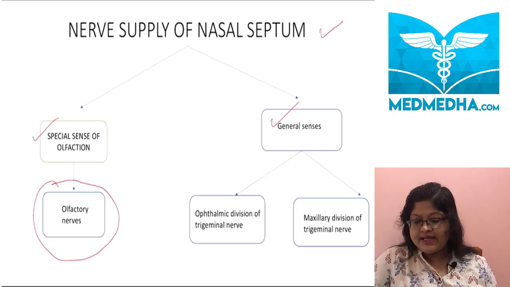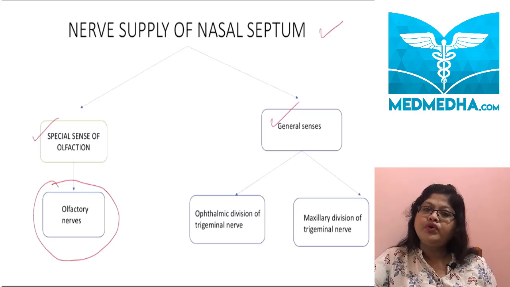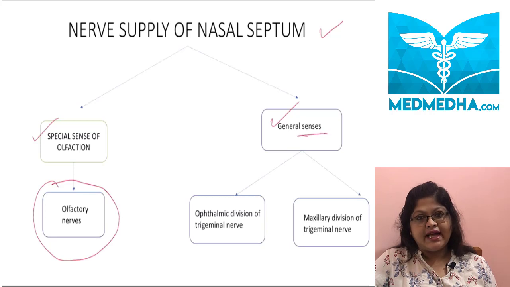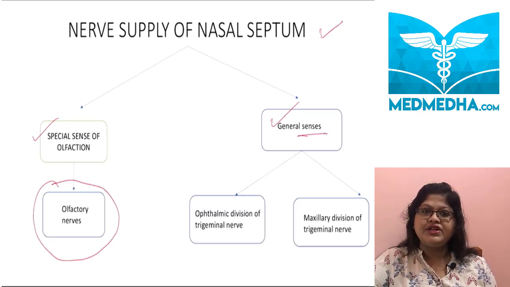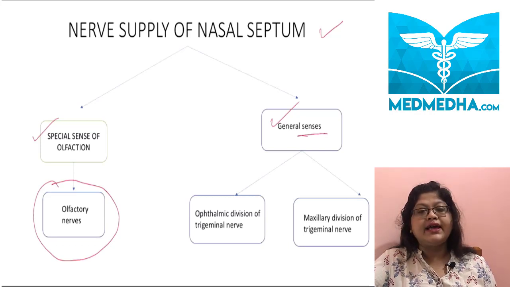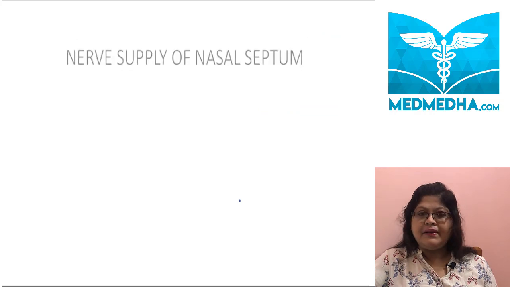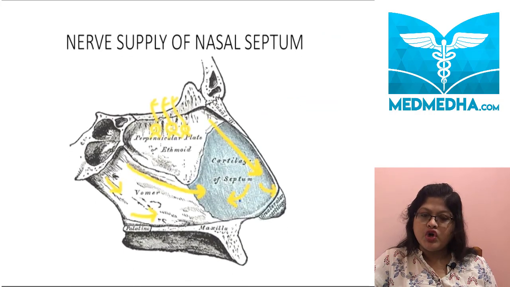Next, for the general senses, we have mainly the trigeminal nerve, the ophthalmic division and the maxillary division. Now here we see the nerve supply. Again, the nerve supply is divided into grossly 4 quadrants.